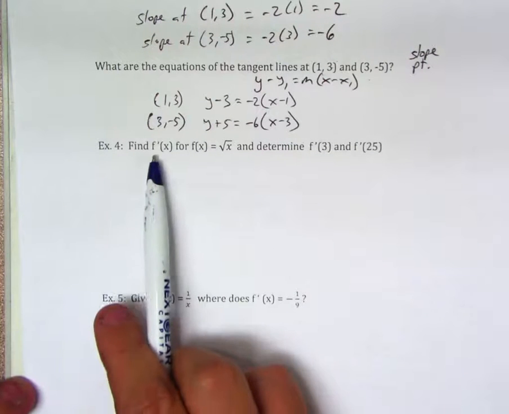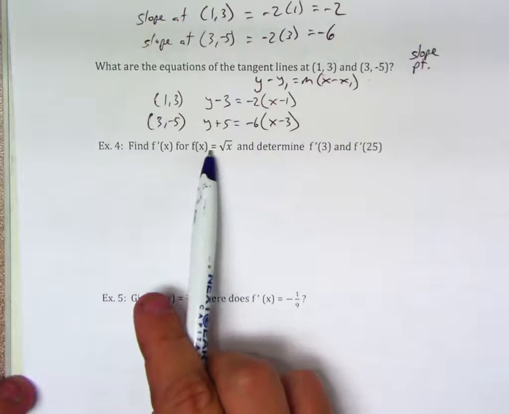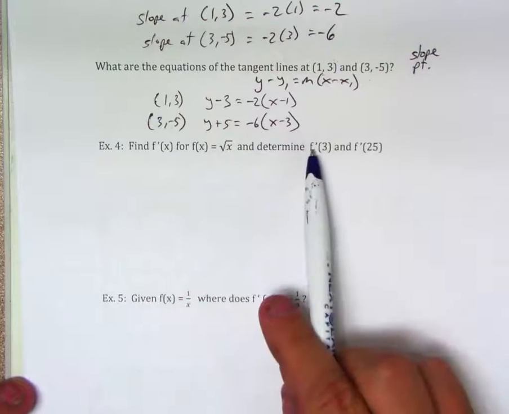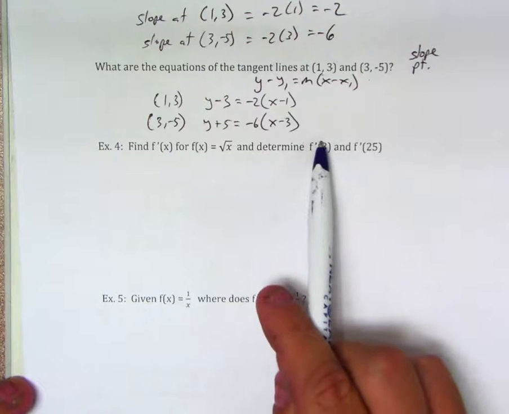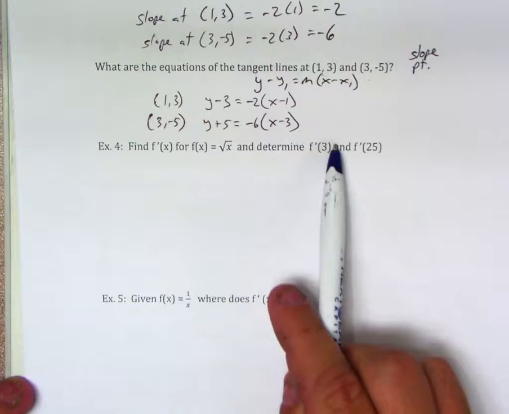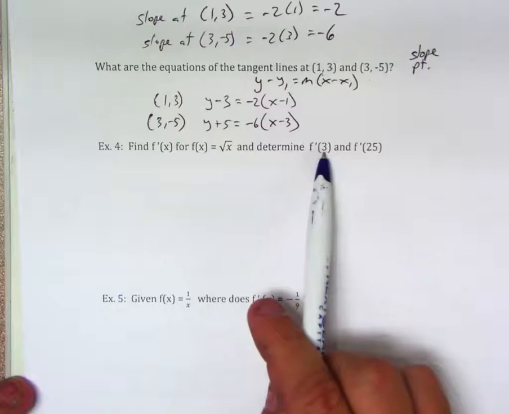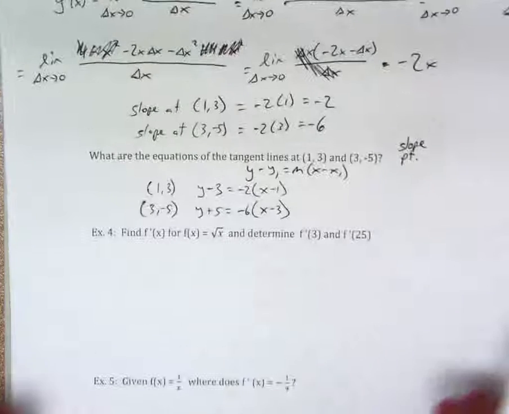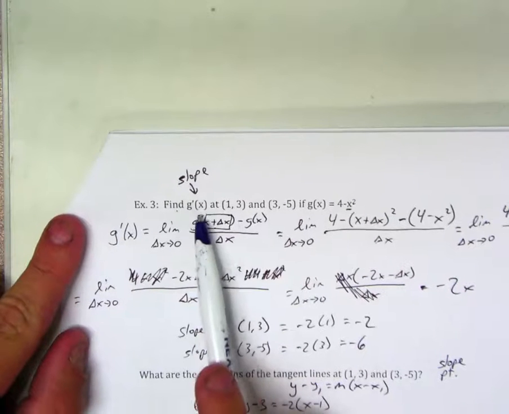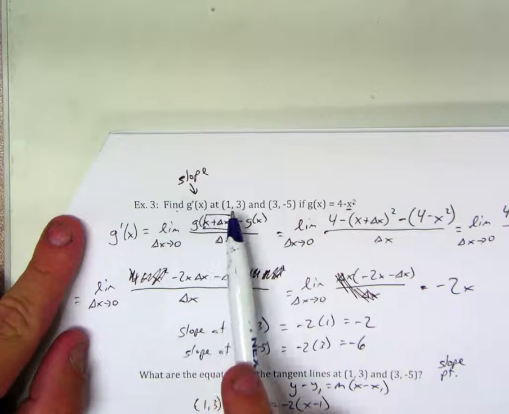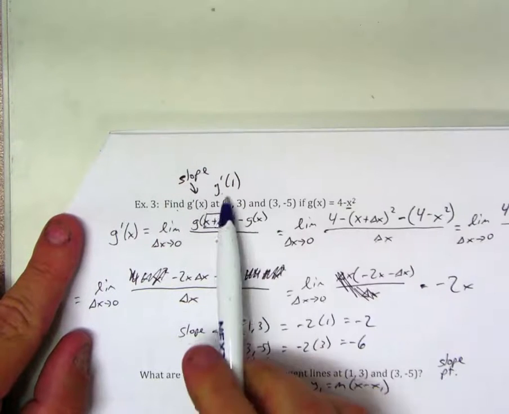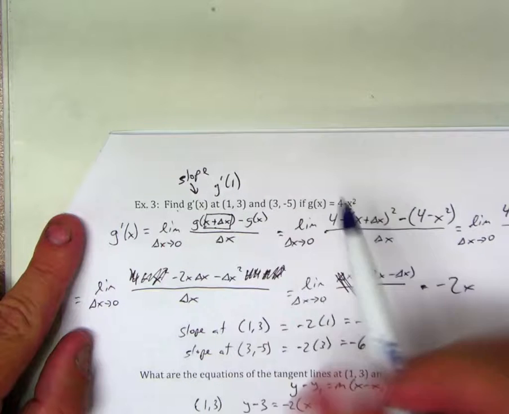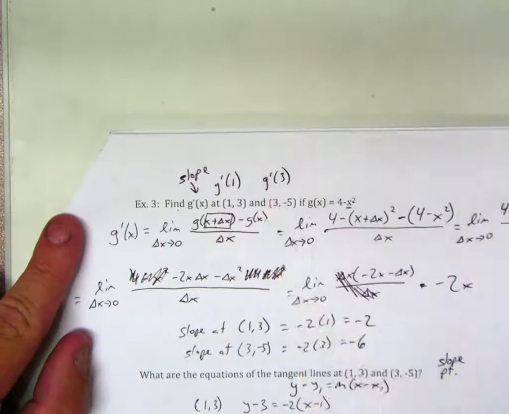So example 4, find the derivative of f for f of x equals the square root of x, and determine, now understand what this means, f prime of 3 and f prime of 25. What this is asking is, find the slope of the tangent line of f of x at 3. So it's just another way of basically asking this question here, where it said find g prime of x at 1, 3. They could have just as well have said find g prime of 1. That's just another way they could have posed the question, and find g prime of 3. So it's just a different way. You'll see the notation. It means find the derivative at 3.